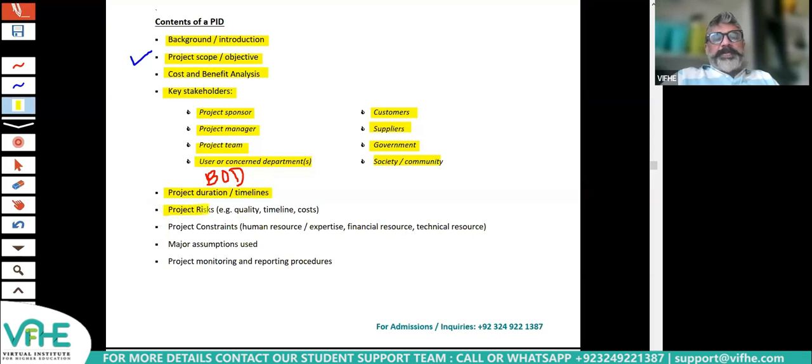What are the key project risks? It's also mentioned in this document. What are the key constraints, if any? It's mentioned in the document. Any major assumptions which have been used, that's mentioned. And lastly, project monitoring and reporting procedures, that is, how the project will be monitored, what will be the progress monitoring, maybe monthly progress reports or quarterly progress. So all these aspects are covered or included in a PID so that the project manager and the project team are very clear what they're supposed to do, how they are supposed to do it, and ultimately what they are expected to achieve. You must memorize the contents of a PID. All right, got it?